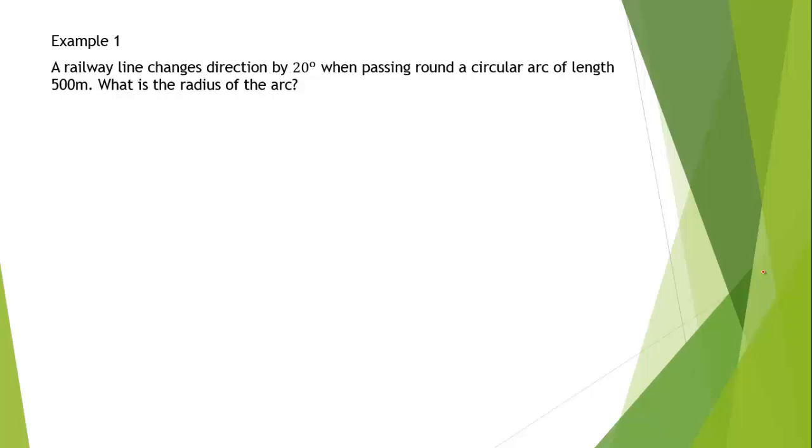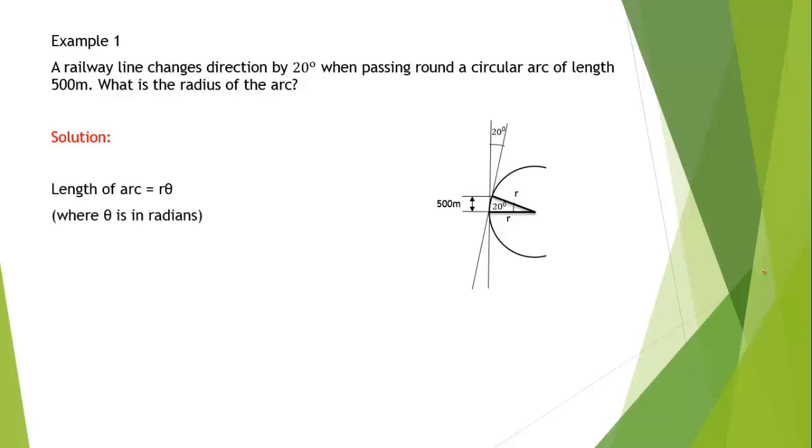Okay. A railway line changes direction by 20 degrees when passing round a circular arc of length 500 meters. What is the radius of the arc? Now if we draw a diagram in order to visualize the information given in this question, we can notice the change in the direction of the railway line is 20 degrees and the length of the arc is 500 meters. So we are asked to find the radius of the arc.